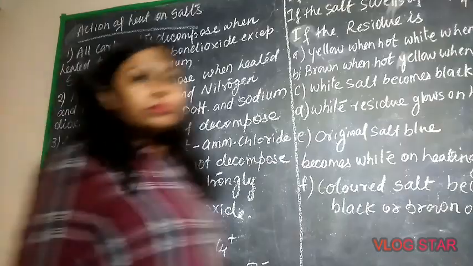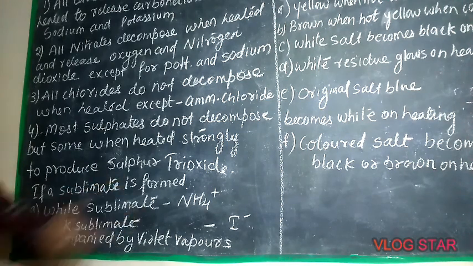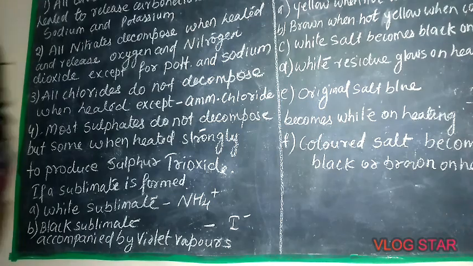Now, another thing you can see: if a sublimate is formed on heating, and if the sublimate is white, then it may be NH4+, that is the ammonium ion. A black sublimate accompanied by violet vapors may be I-.